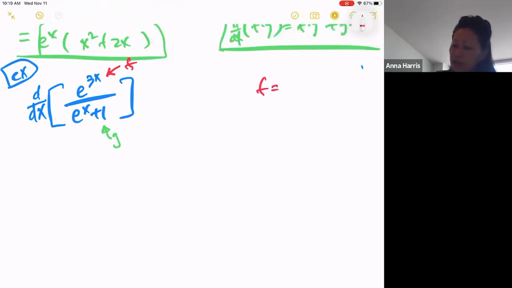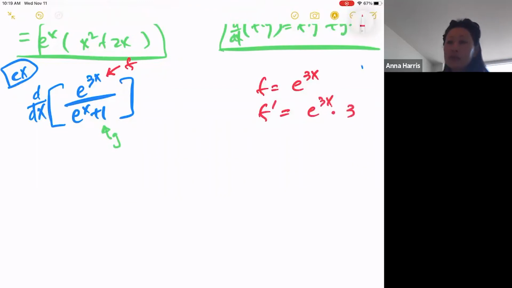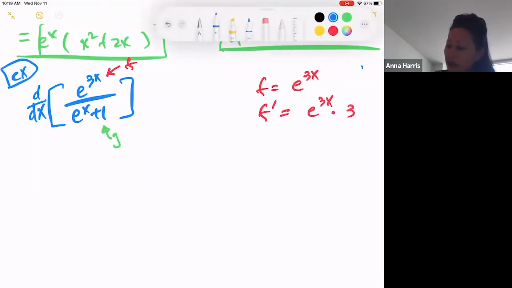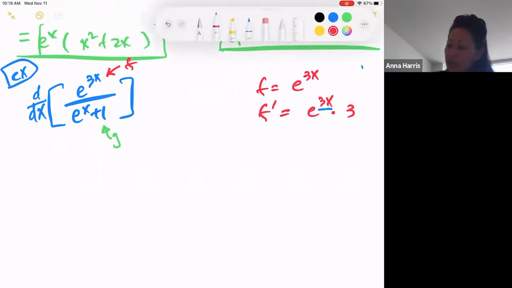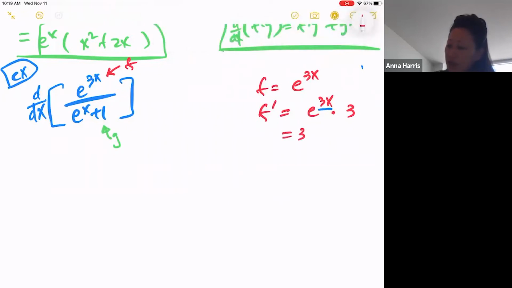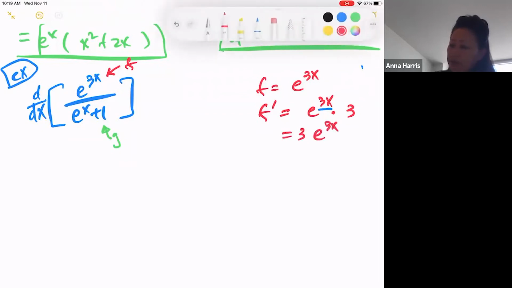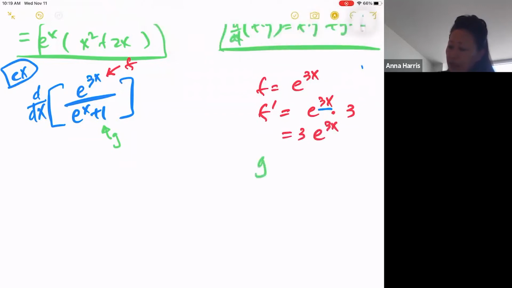So f is equal to e to the 3x. F prime is equal to e to the 3x times 3. So you take the derivative of this, which is 3. I'm going to just rewrite this. That really means 3 times e to the 3x. Let's do g. G is equal to e to the x plus 1. So g prime is equal to just e to the x.